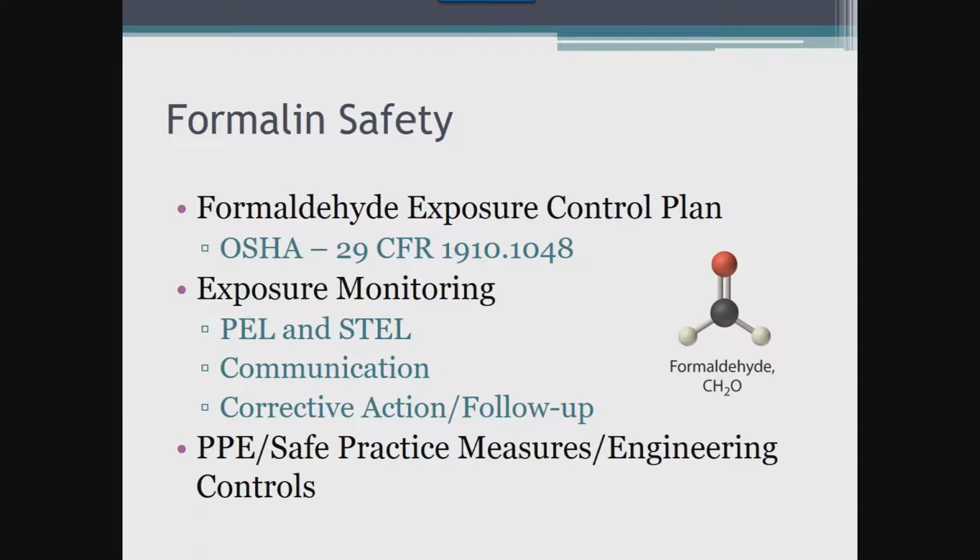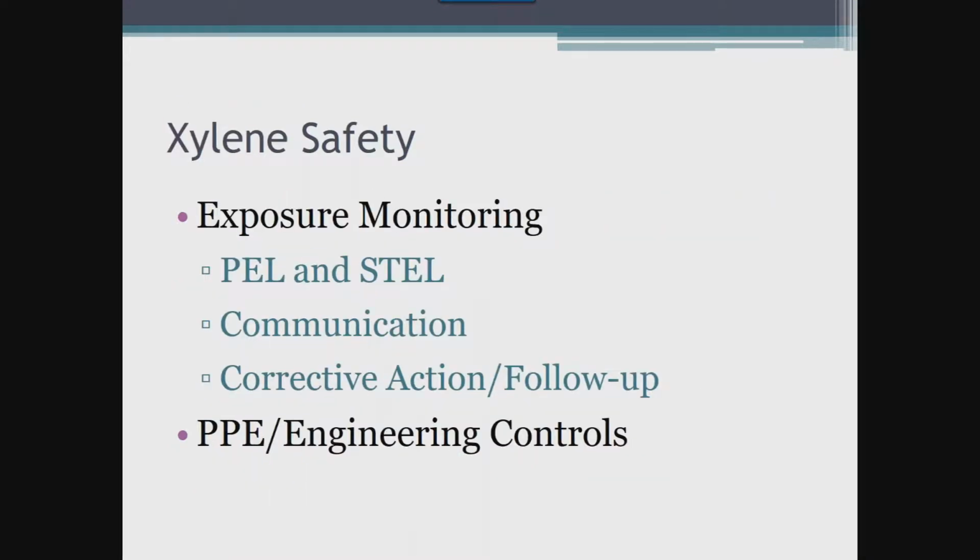Staff handling formaldehyde must wear the appropriate PPE in order to ensure their safety, and this includes impermeable gloves, eye and face protection, lab coats and aprons, and respiratory protection. Xylene is another chemical that is commonly found in anatomic pathology laboratories and is used for processing and staining. It also carries its share of risks for those employees that must handle it.